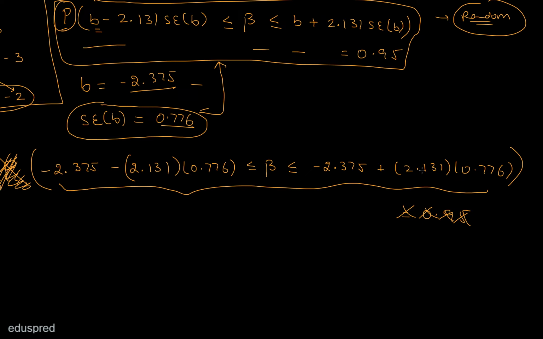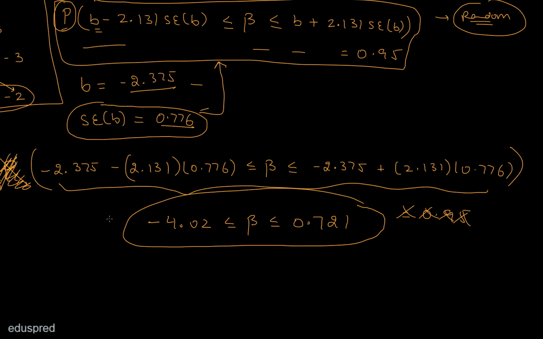Now this becomes a specific interval, and if you solve this, then you will get minus 4.02 less than or equal to beta less than or equal to 0.721. So this is your 95% confidence interval for beta. Now let's move to the last part of this question.